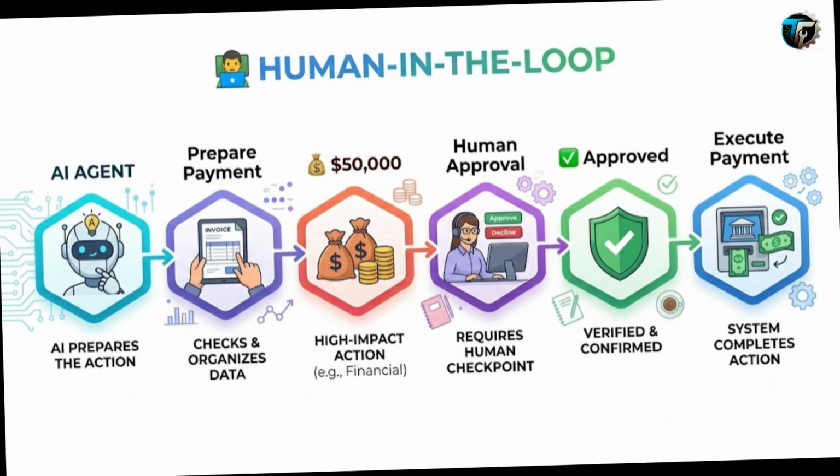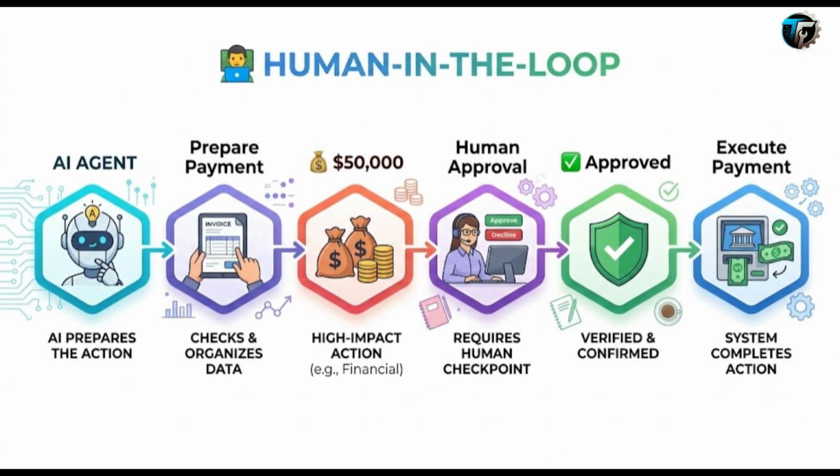Not every action should be fully autonomous. For low-risk actions, automation may be appropriate. But for high-impact actions such as financial transactions, deleting data or changing production infrastructure, we may require human approval. This creates a human-in-the-loop architecture. The AI prepares the action. A human approves it. The system executes it. That's often a much safer enterprise design.